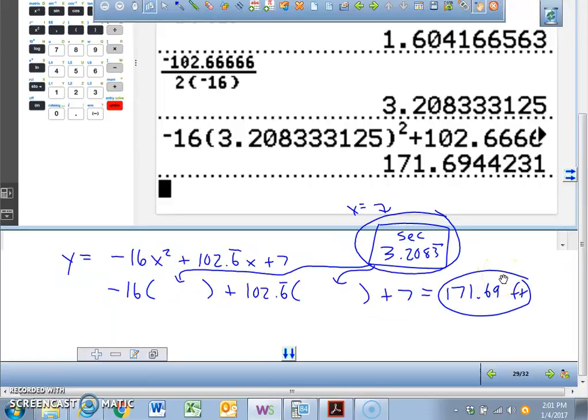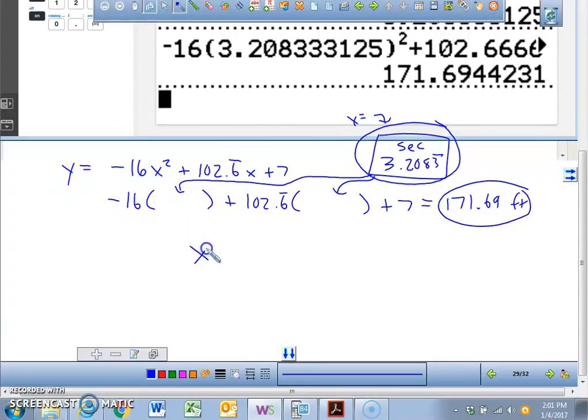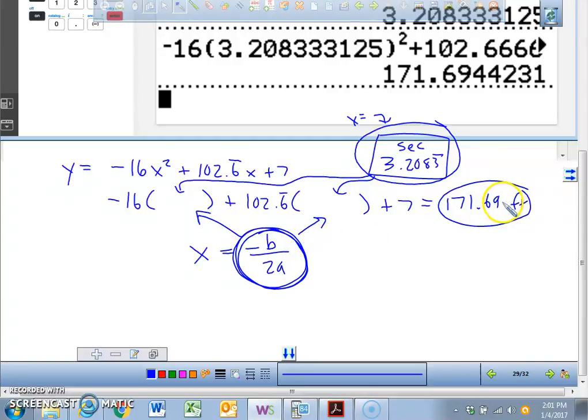Okay? So, when you do this, understand you don't have to use all of the graphing elements of the calculator. You can simply use what formula? X equals negative b over 2a, and whatever number you get for this, plug it into your original formula, and that will give you your maximum height every single time. Okay?